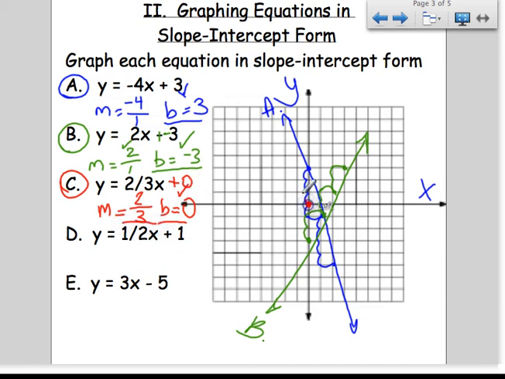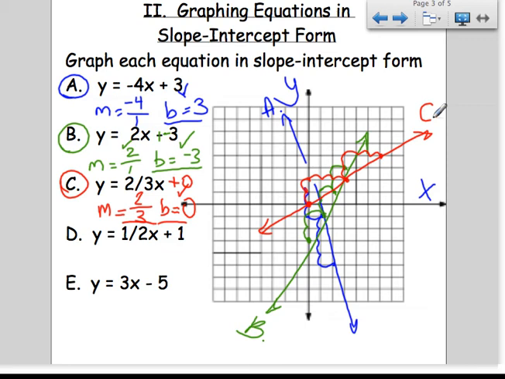That means a rise of 2. Whoops, I did a rise of 3. A rise of 2, and a run of 3. There's my second point. A rise of 2, a run of 3. There's my third point. If I connect those, I have my line C.